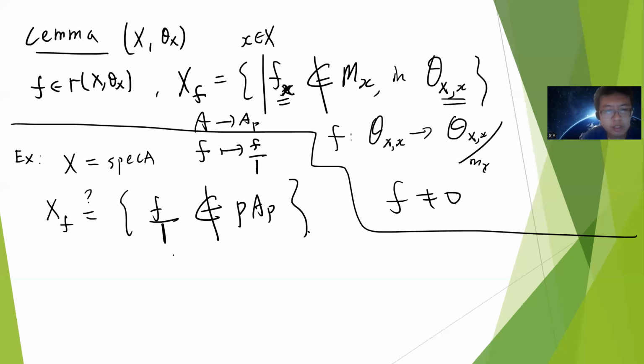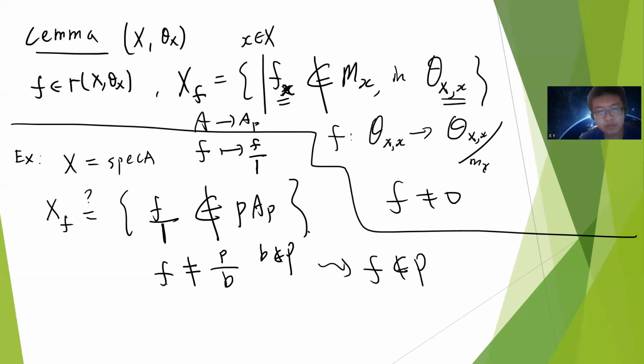Okay. And so this means that f cannot be equal to, let's say, p, some element which is in P, and some element b which is not in P. But this is essentially the same as f not in P. You can check it yourself, right? Because if f is in P, then b times f will be in P. Then this violates the assumption, right? So b is not in P. So f is not equal to p divided by b, right?